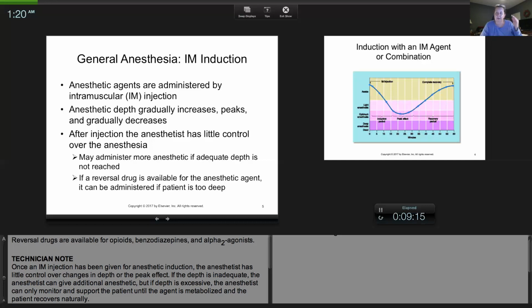What's going to happen is they're going to be awake, you're going to give the shot, and they're going to start to fall asleep gradually. One of the disadvantages of IM is you have little control. Once you do an IM induction, you give it and you've got to wait and see what happens. I can't give it slower or faster. When you give it in the muscle, it's a bolus of a dose. Now, if it's not enough, you can give more.